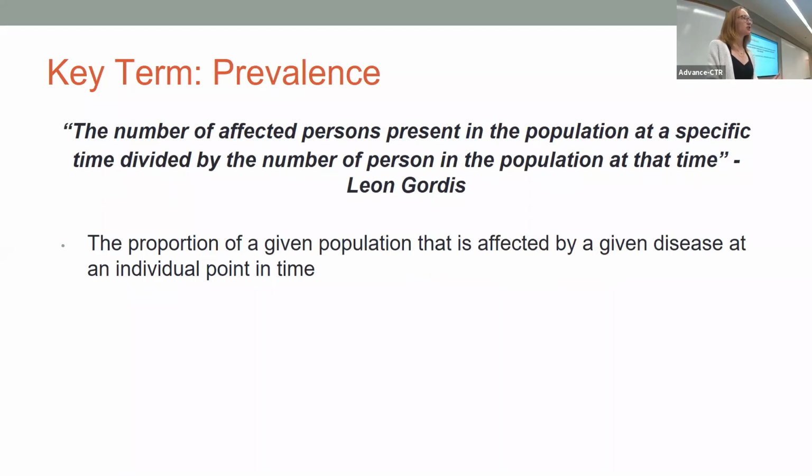The second key term I want you to know is prevalence. This is defined as the number of affected persons present in a population at a specific time divided by the number of persons in the population at the time. So you can think of this as the proportion of individuals within a population that are affected by a disease at a specific point in time. You can also think about this as a number that's constantly changing, because today the number of individuals with a certain disease might be different than the number of individuals with a certain disease tomorrow. Also, the size of the population that's at risk will change. People are born, people die, things like that.